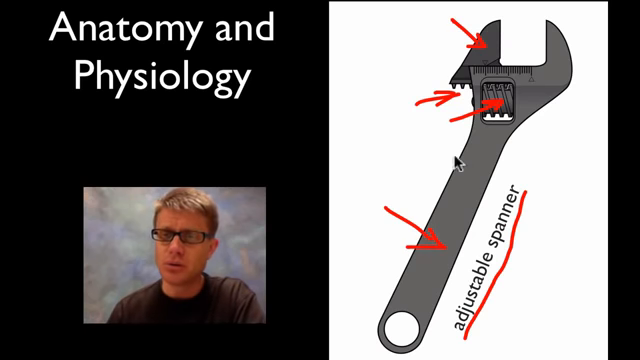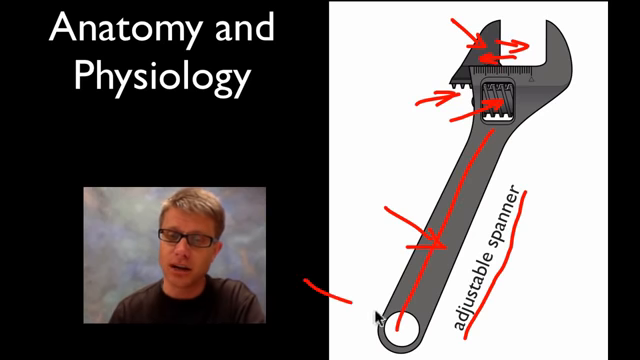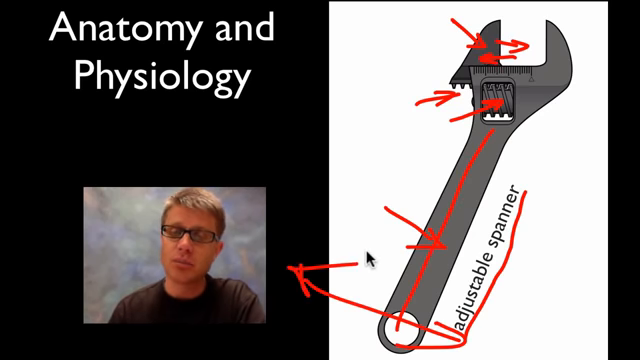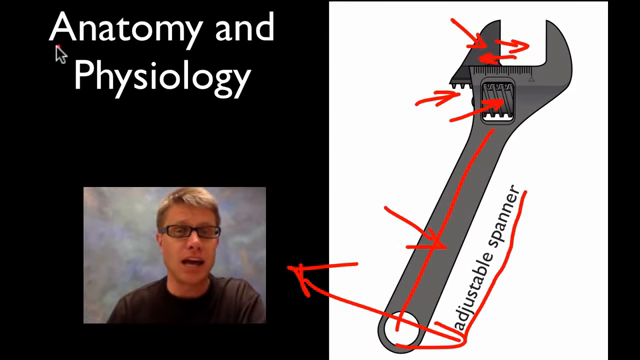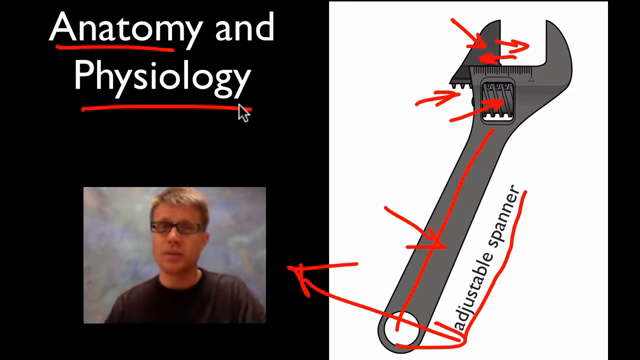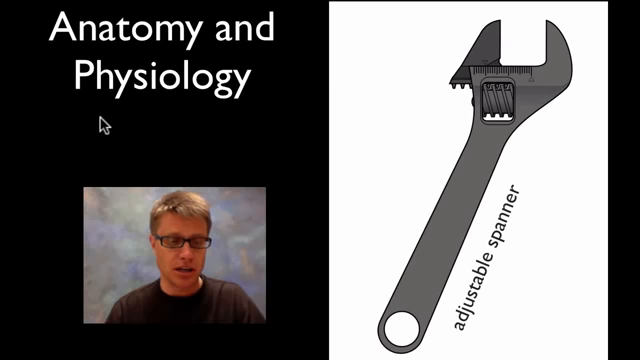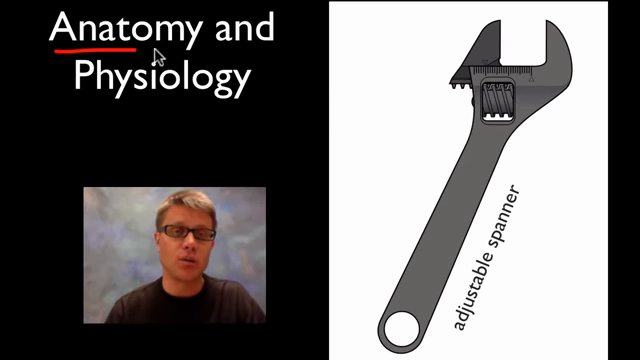But what do they do? Well, you know this, that I can roll this back and forth. This will move this in this direction so I can fit different nuts. I've got a huge amount of leverage by pushing on this. And so basically what we've identified is the anatomy and the physiology of this tool. In other words, anatomy is simply what it is. What's the structure? Physiology is the function.